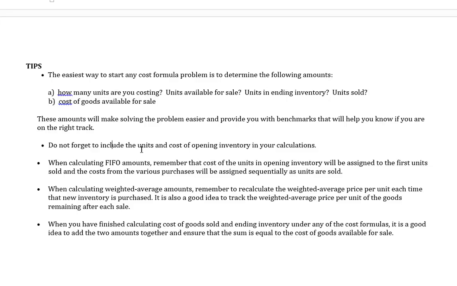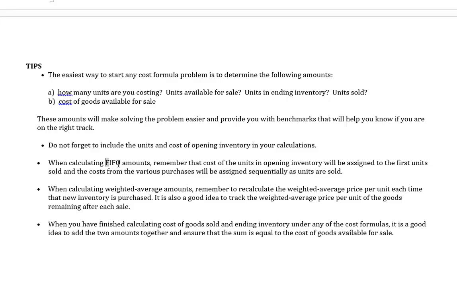Now, don't forget to include the units and cost of opening inventory in your calculation. Sometimes students forget, especially when they're doing cost of goods sold calculations. They'll say, well, I sold some inventory, but I can only sell from inventory that I bought during the month. No, if you had beginning inventory, then you would have sold that too, particularly if it's FIFO, right? So under a FIFO system, first in, first out, the inventory that's been there the longest is sold first. So if you had something in beginning inventory, don't forget to include that in your calculation of cost of goods sold under FIFO.